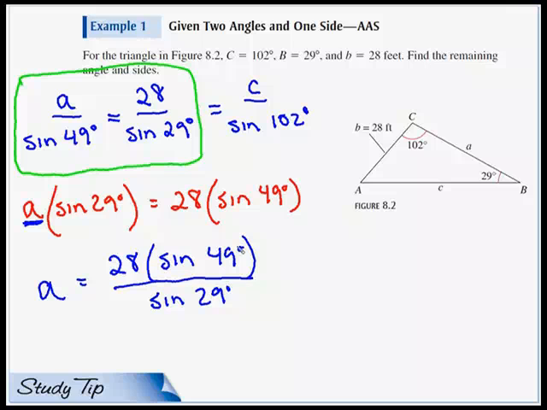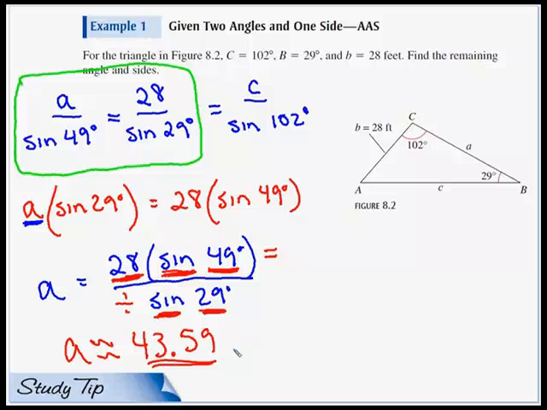I would personally start this one off by putting in the calculator 49, and then taking the sine of that, and then times 28, and then I want to hit equals because my numerator is done. And then I want to divide by sine 29, and then hit the equal sign again, and we figure out that A is approximately 43.59. Let's take these to two decimal places. 43.59 feet. We do have our units as feet.